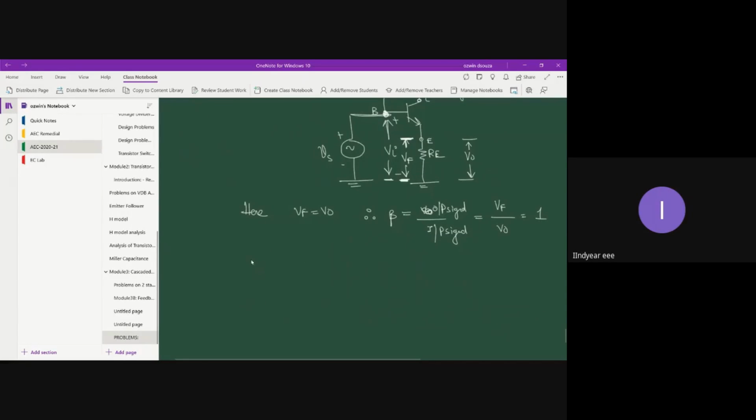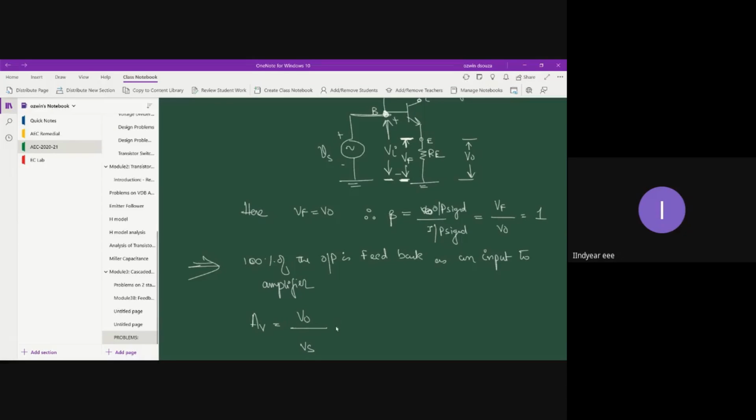That means 100% of the output is fed back as an input to the amplifier. So this is an example for voltage series feedback. And the voltage gain AV is defined as the ratio of output voltage to the source voltage.